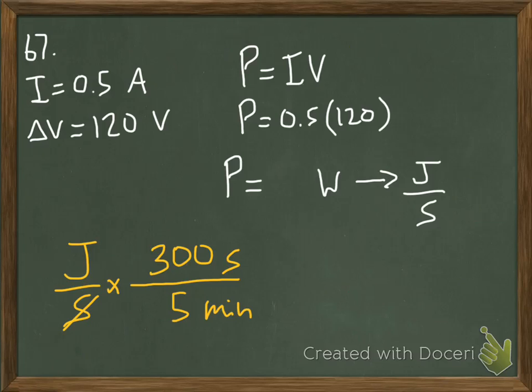So the seconds cancel out. You multiply, and then you'll get your answer in terms of 5 minutes. That's how you do it.